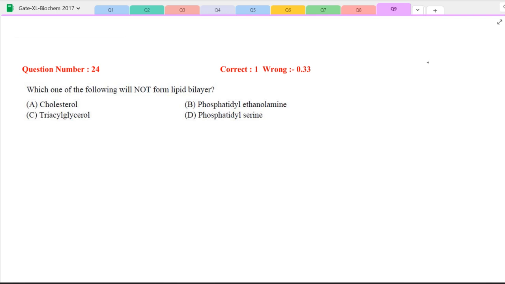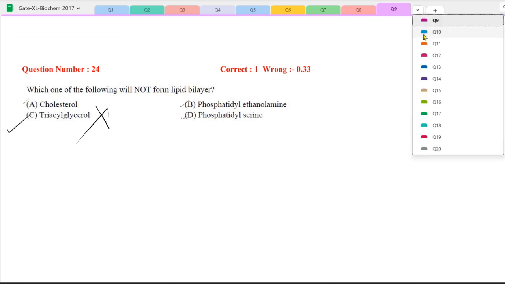Which one of the following will not form a lipid bilayer? This is a very simple question if you know the basic lipid composition of the upper and the lower layers of the cell membrane. So you have cholesterol that can form a lipid bilayer. Of course, phosphatidylethanolamine can also form, and even phosphatidylserine can also form. Triacylglycerol cannot form a lipid bilayer. So the correct option here is triacylglycerol. Moving on to the next question.